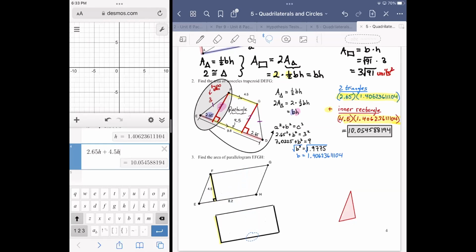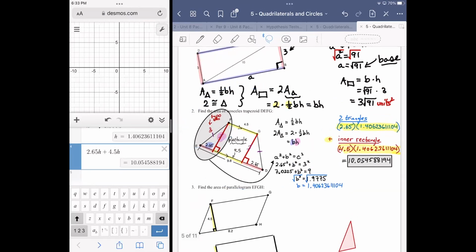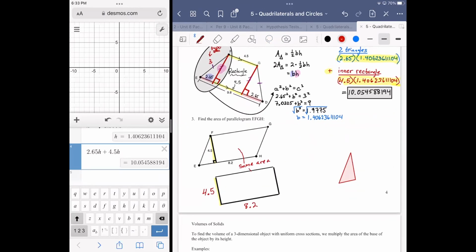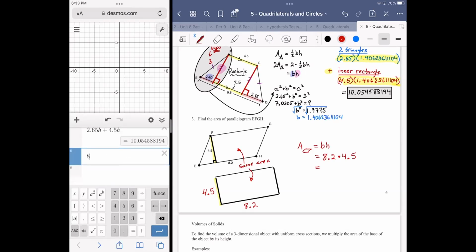The bottom line is I can do all the crazy work that I did up here, or I can say, well, if the height is 4.5 and the width is 8.2, and these two figures are going to have the same area, then I would just figure out the area of the corresponding rectangle rather than worrying about the parallelogram itself. So the area of a parallelogram is base times height. It's the same base and the same height as that of the corresponding rectangle. So in this case, 8.2 multiplied by 4.5. So I just need to crunch those numbers, and I have it. So 36.9.